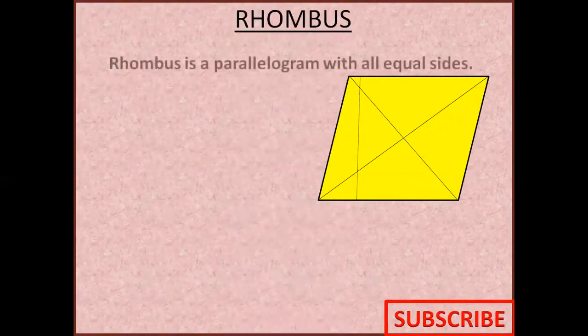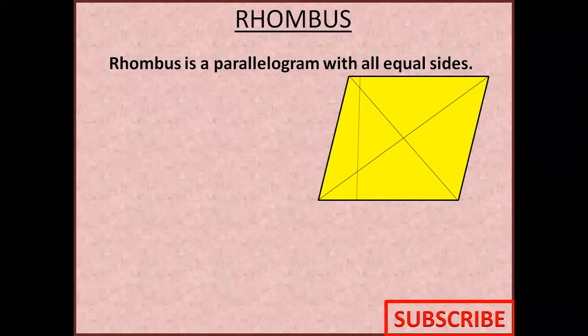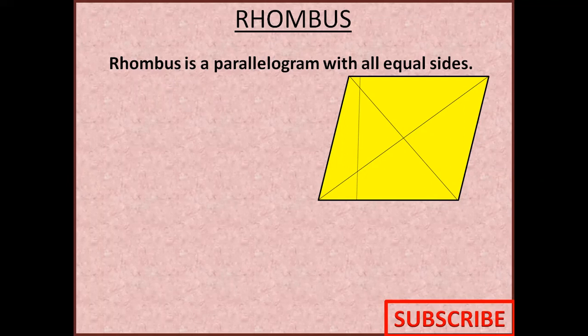A rhombus is a parallelogram with all equal sides. We have learned about parallelograms in our previous video. Here, a rhombus is a parallelogram with all four equal sides. It also resembles a square. In a square, all four angles are right angles, whereas in a rhombus, the opposite angles are equal. The distance between the parallel sides is called the height of the rhombus, and the lines joining opposite vertices are called its diagonals.